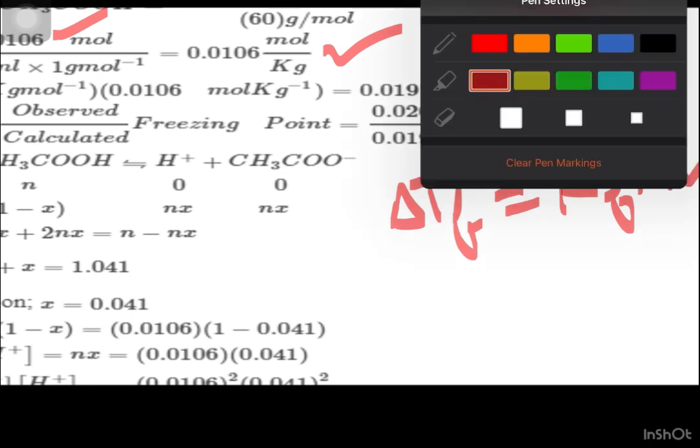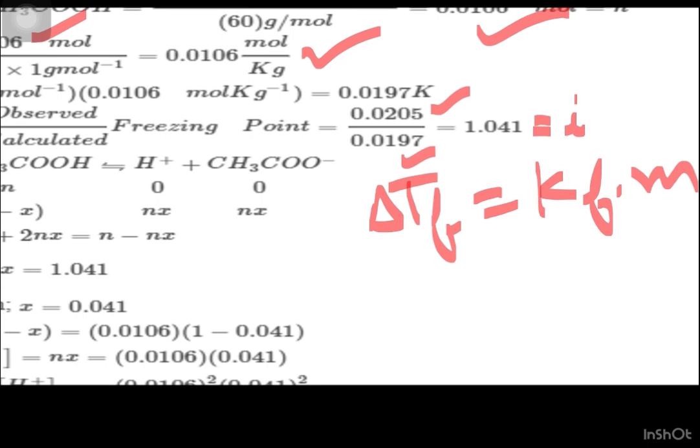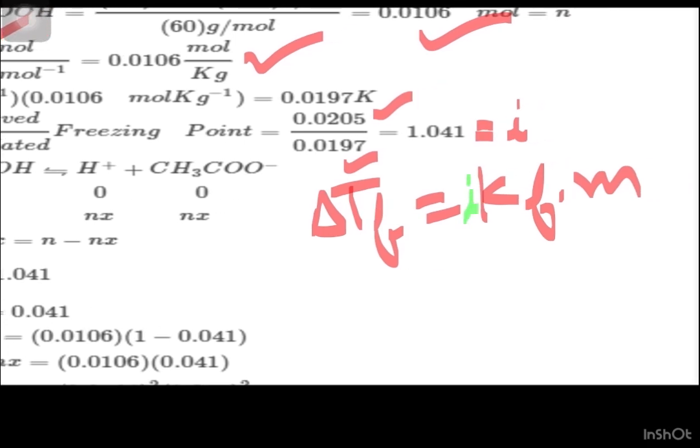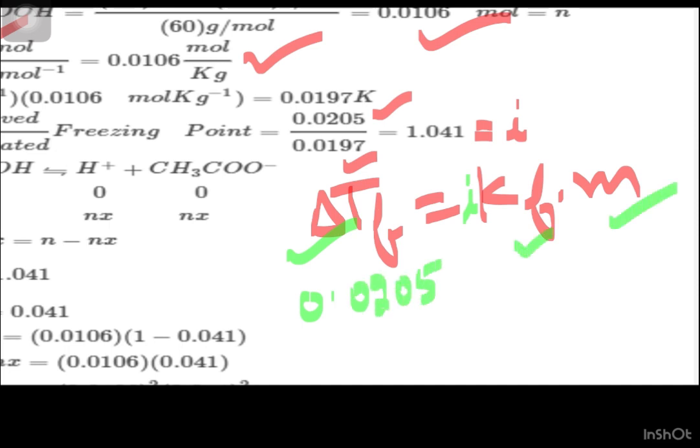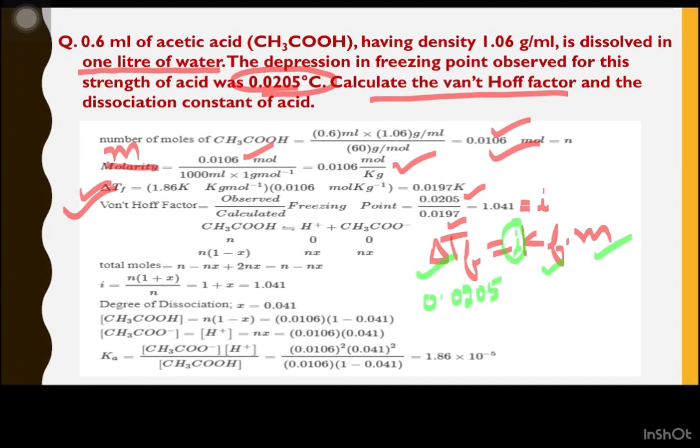There is one more way of doing it. You take the modified formula, delta Tf is i into Kf into molality. Then use the given value 0.0205, use Kf, molality, everything, calculate i. So both ways you will get the same answer. So that is up to you how you want to calculate.